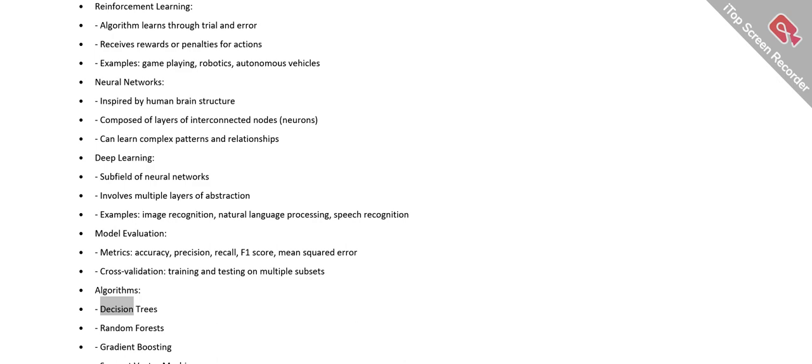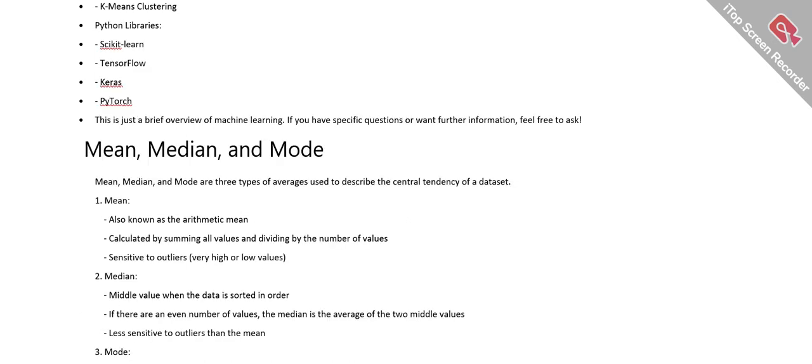Algorithms. Decision trees. Random forests. Gradient boosting. Support vector machines. K-means clustering. Python libraries: Scikit-learn, TensorFlow, Keras, PyTorch. This is just a brief overview of machine learning. If you have specific questions or want further information, feel free to ask.